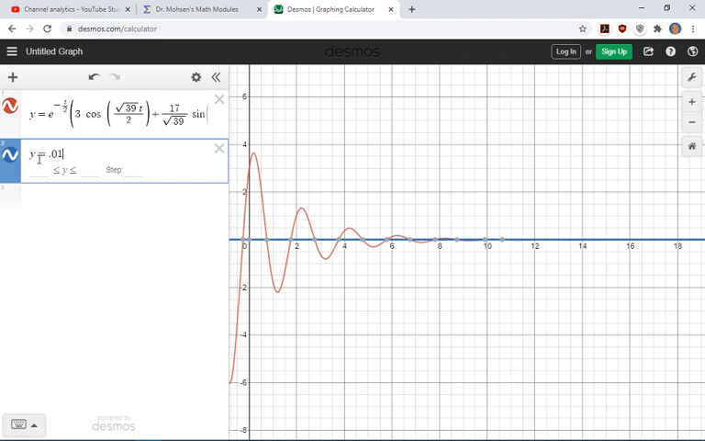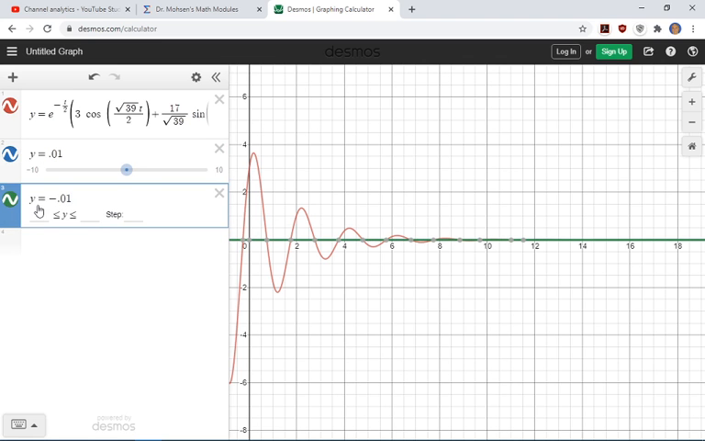That was 0.01, and also minus 0.01. The oscillation might have gone to the positive 0.01 or negative 0.01. We notice that here we cannot see much because these limits are very small. Everything is squished to each other, and we cannot see that.